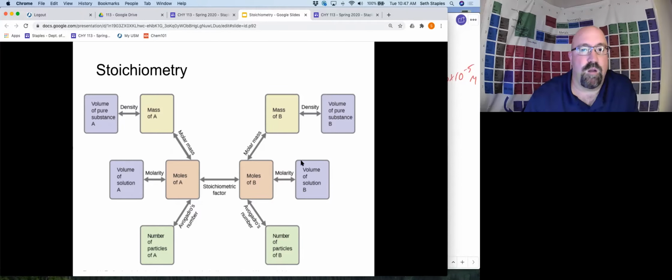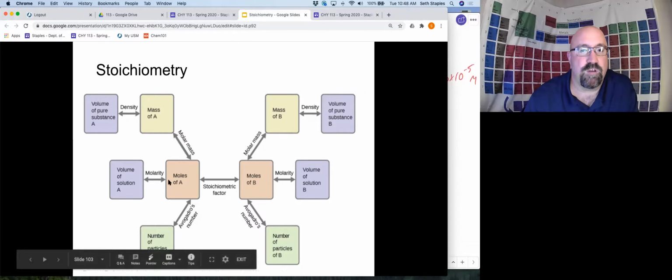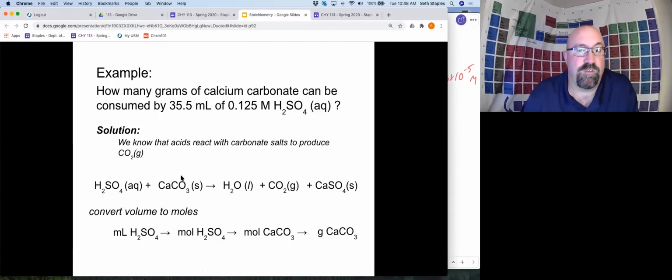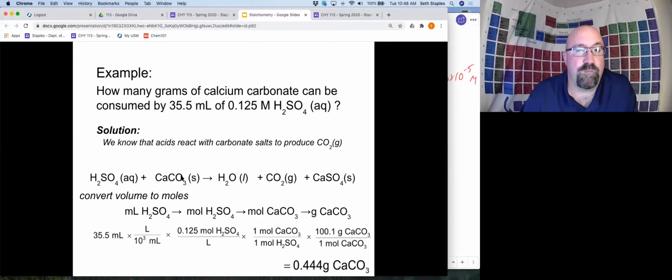We're still using our molar ratios in the middle to convert from moles of one substance to moles of another. It's just a difference in how we get to our number of moles when we're going to use our molarity and our volume.